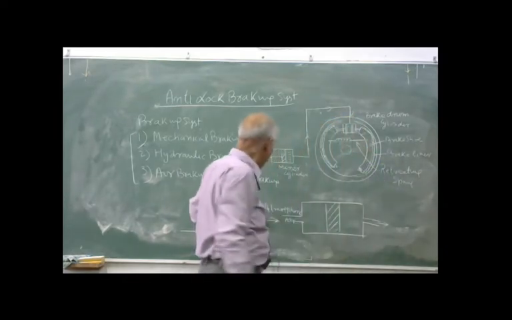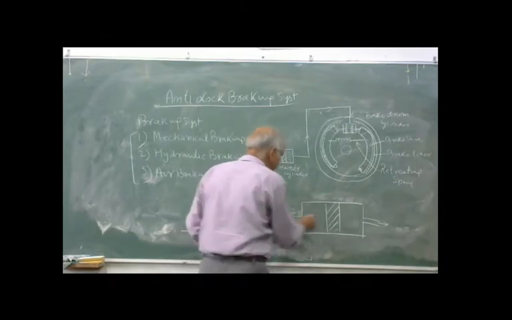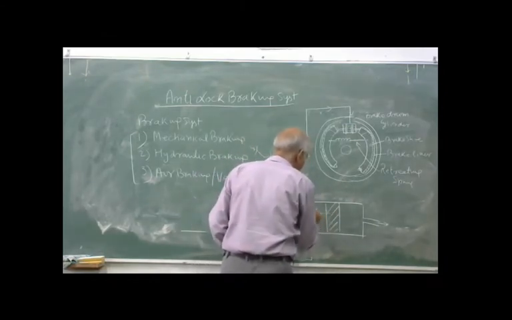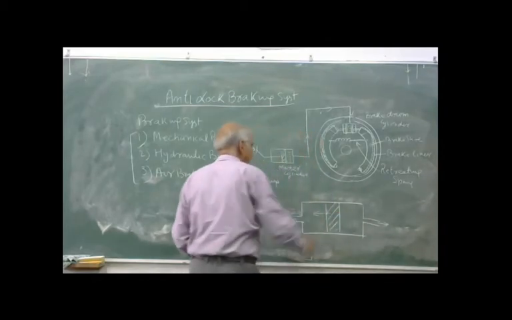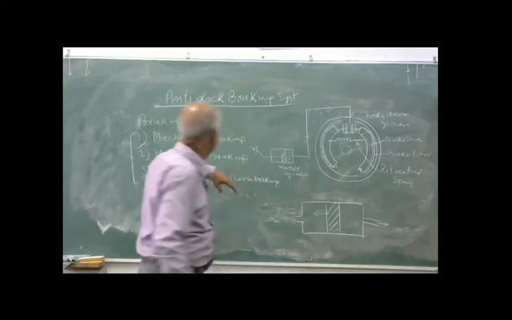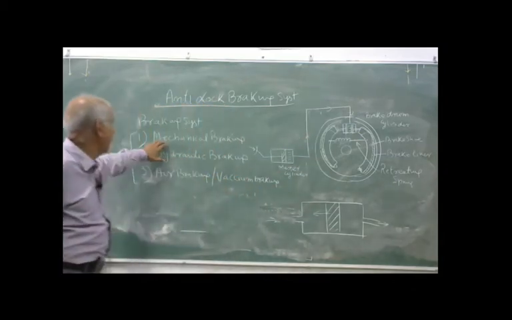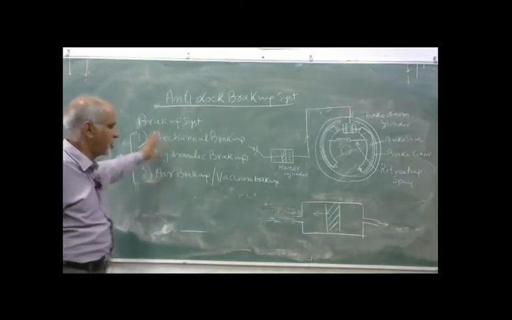And if it is a vacuum system, then what happens? Vacuum is created, and the piston moves this side because of the vacuum. Here the air pressure or vacuum, and this motion, can be used for applying the brake. So these three basic braking systems are there: mechanical, hydraulic, and air. In short, I have told you.